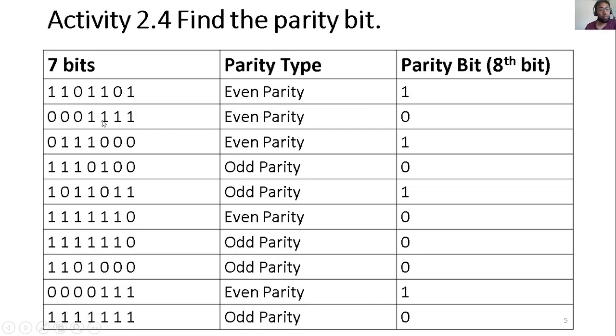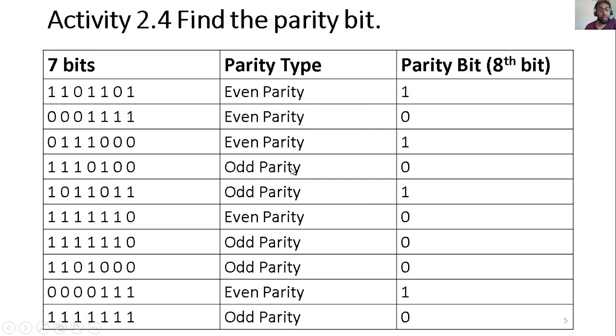Now here our even parity is agreed. There are four ones in it. Four ones, this means the number of ones is already even, so our parity bit will be 0. And here we have 0, triple one, triple zero. Even parity is used. Even parity is decided between them. So in order to make the number of ones even, we will add one more one to the end. So this parity bit will be 1.